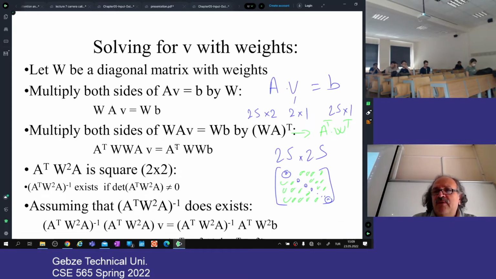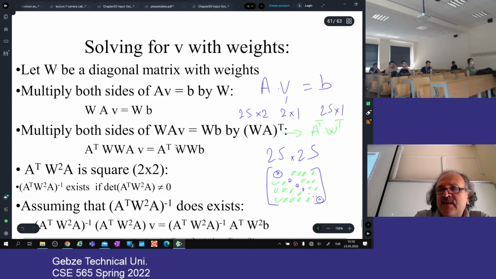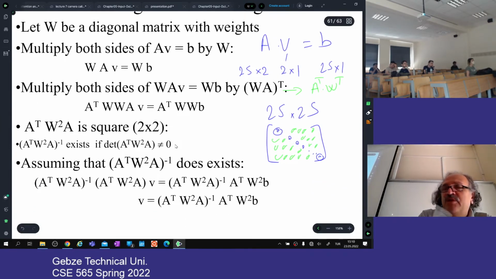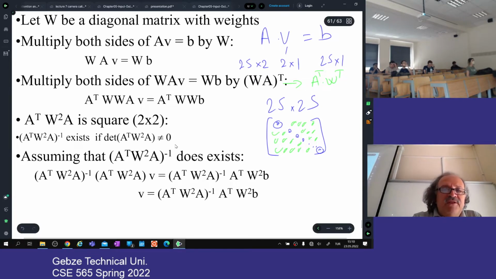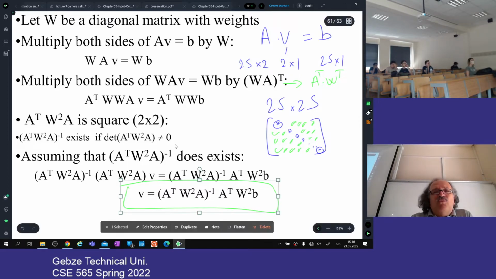Okay, so since this is a diagonal matrix, taking the transpose of it doesn't change anything. So it would be A^T times W, A^T times W times A, the same thing here, and so this is W times W, this is W squared, and then take the inverse of it and multiply both sides, and this will be your new equation, V. Your new V is this, (A^T W^2 A)^-1 ... It looks complicated, but it is not actually.